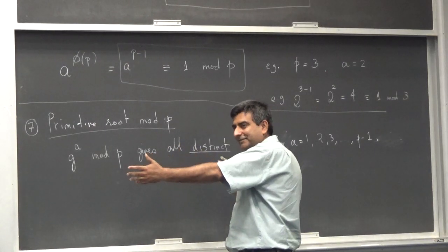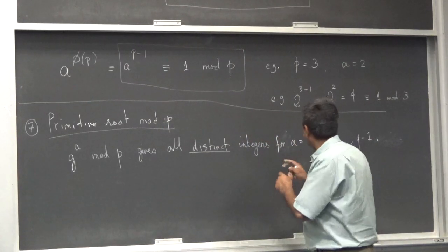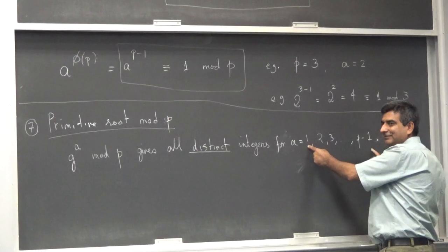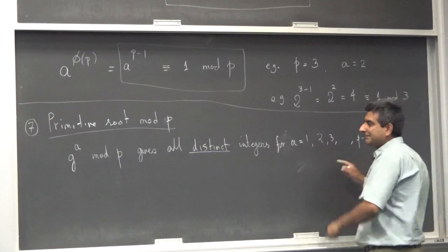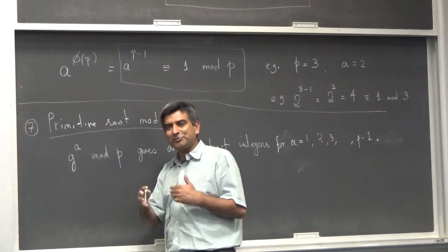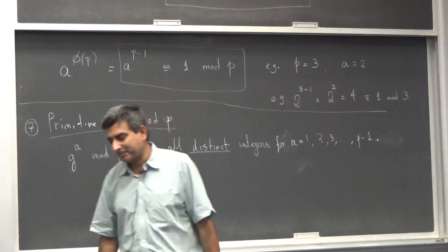distinct integers for a varying from 1 all the way to p minus 1. And since it's mod p, all those distinct integers will also be between 1 and p minus 1. Now let's look at an example.